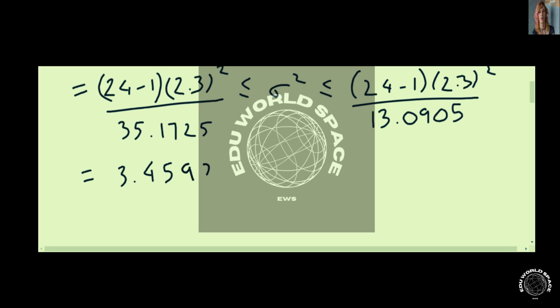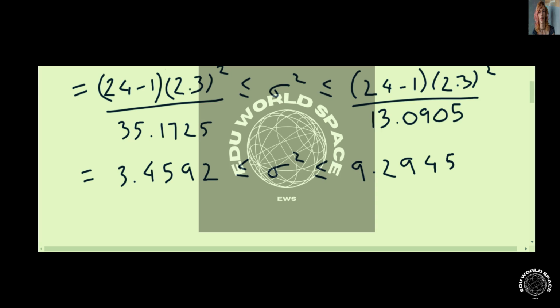3.4592 as the lower boundary and 9.2945 as the upper boundary. Now, this is the confidence interval for the population variance.